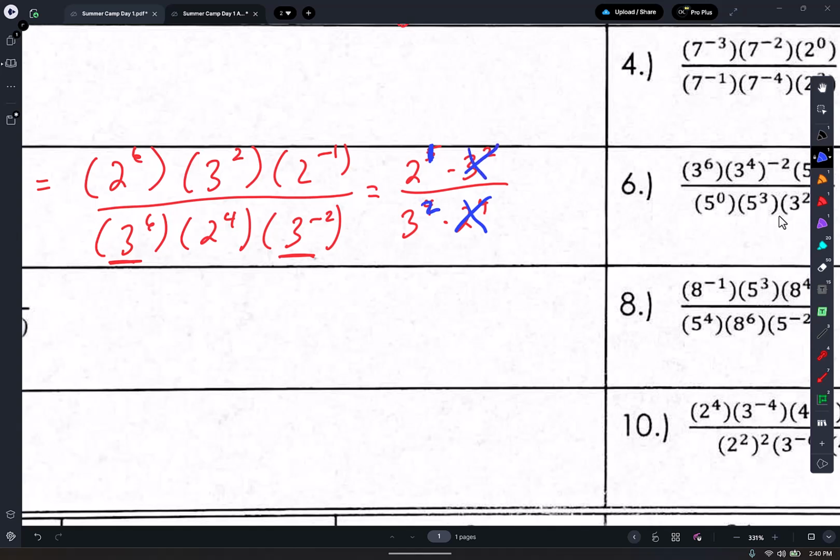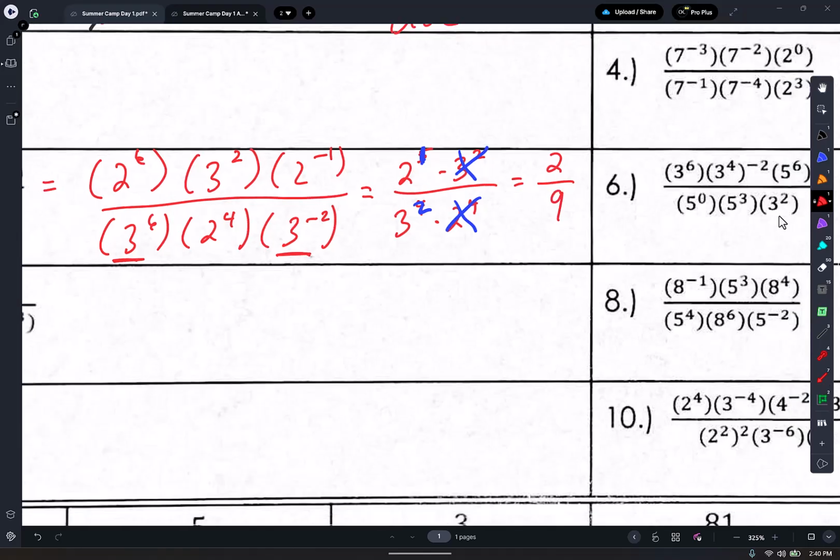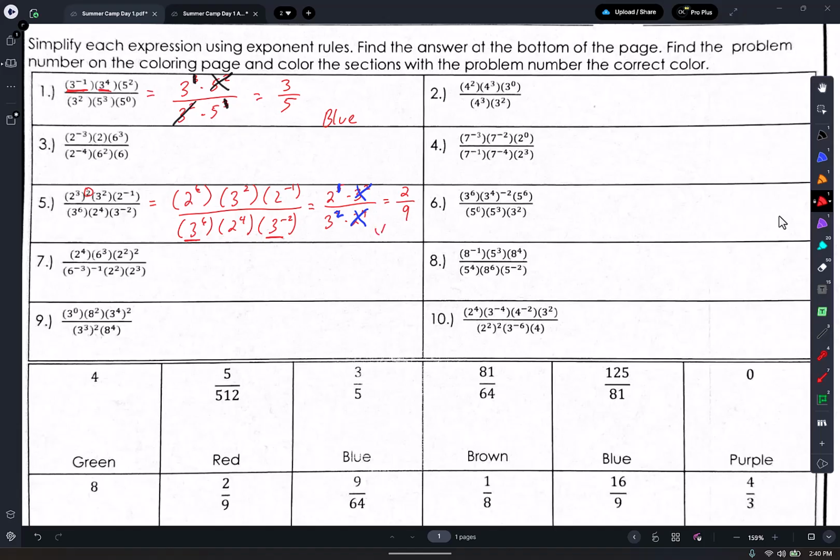Do you guys see what I did? All right, so here's my answer, guys. I have 2 in the numerator, and I have 3 squared. What's 3 squared? Is there a 2/9? Yes. So there it is.